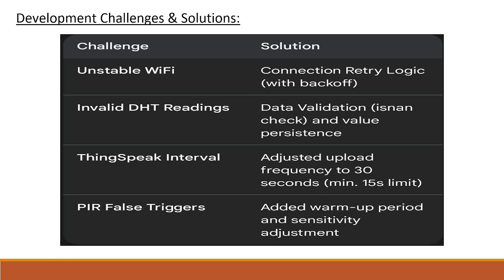Challenges and solutions. During development, we faced several challenges. Initial Wi-Fi connection was unstable. We solved this by implementing connection retry logic with exponential backoff. DHT11 occasionally returned invalid readings. We added data validation and kept previous valid values. ThingSpeak has a 15-second minimum interval. We adjusted our code to upload every 30 seconds. The PIR sensor had false triggers. We adjusted the sensitivity and added a warm-up period. These problem solving experiences enhanced my debugging skills.